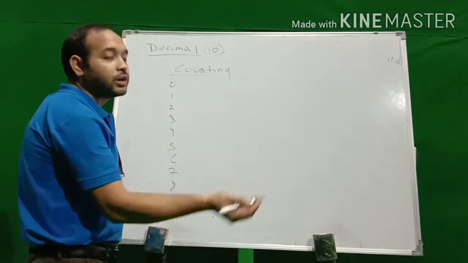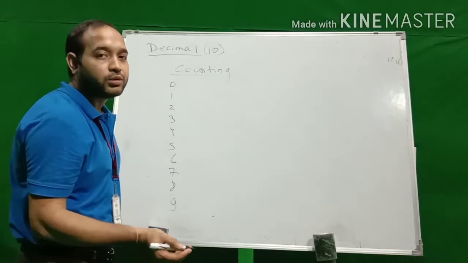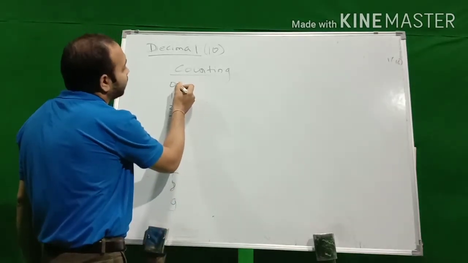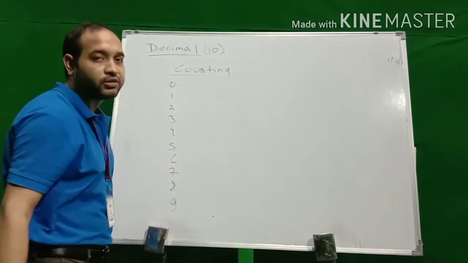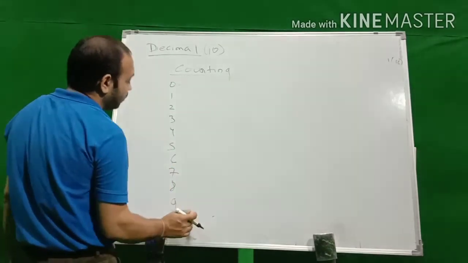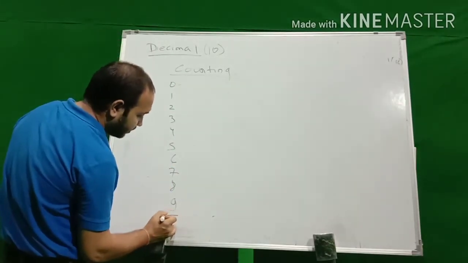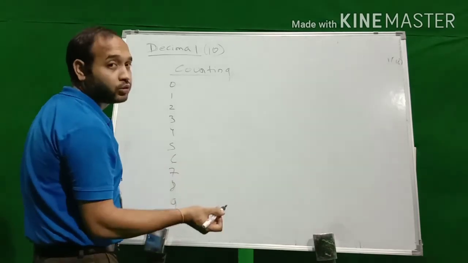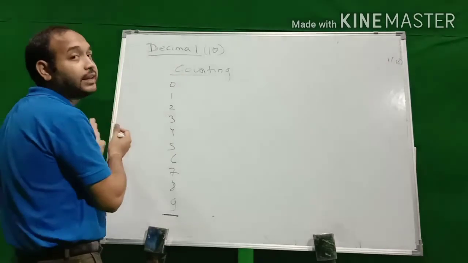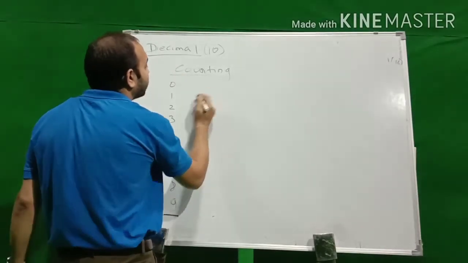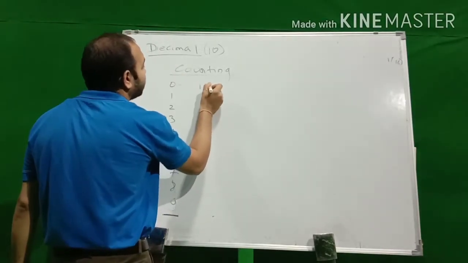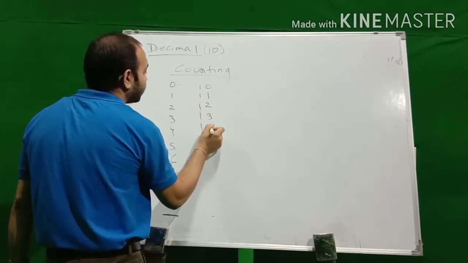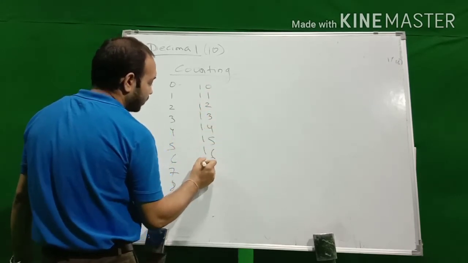I want to count more, so I have to start again from the beginning. This unit place we have used, and we want to write more, so we have to use the tenth place. So what we generally write is 10, 11, 12, 13, 14, 15.